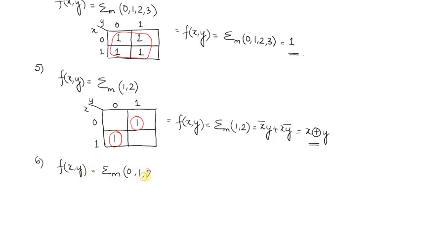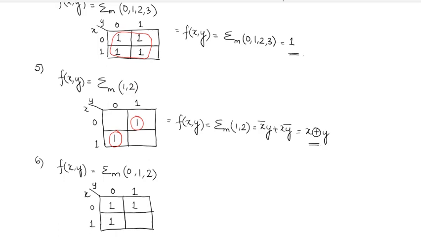Sixth numerical, f of x comma y, 0, 1, 2. In this particular numerical, we have y bar that is common and x bar is common. So I'm going to group them, y bar, x bar, and I can write this equation as x bar plus y bar.